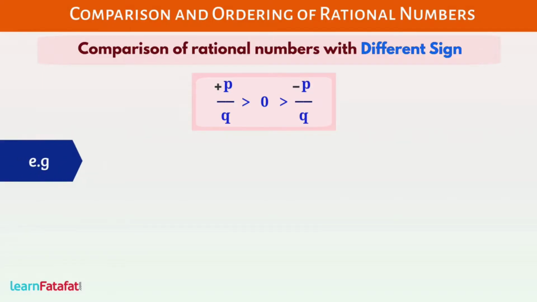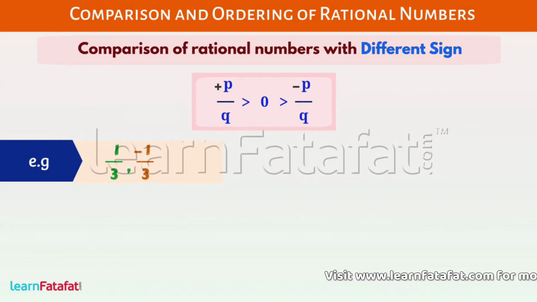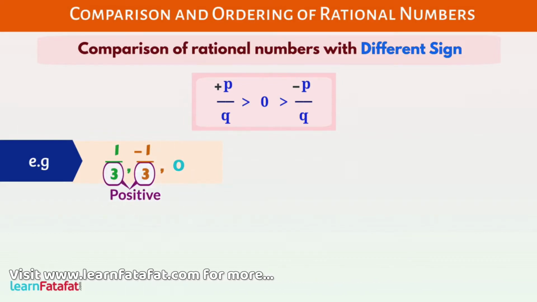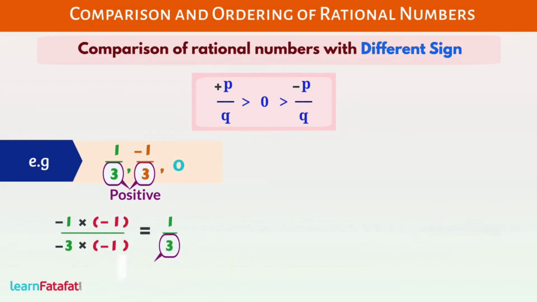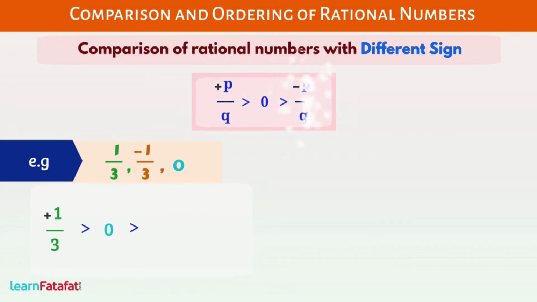For example, consider rational numbers 1 by 3, minus 1 by 3 and 0. Make sure that the denominators are positive. If required, multiply numerator and denominator by minus 1 to make denominator positive. Here denominators are already positive, so we can say that positive rational number 1 by 3 is greater than 0, which is greater than negative rational number minus 1 by 3.